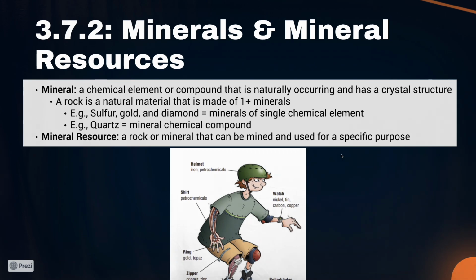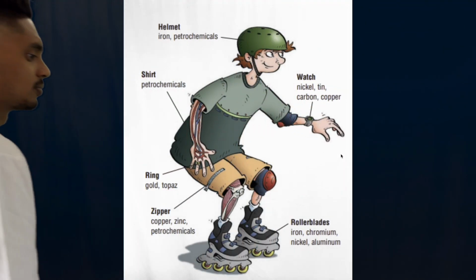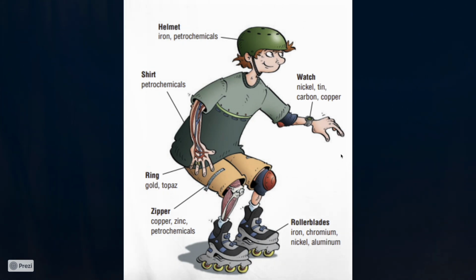Well, if you attach the word resource to it, it just means that it's something that humans can use for a specific purpose. Check out this little dude here, riding his roller skates. On the human body, we have a bunch of minerals. Check out this guy's arm. He's got a gold ring.